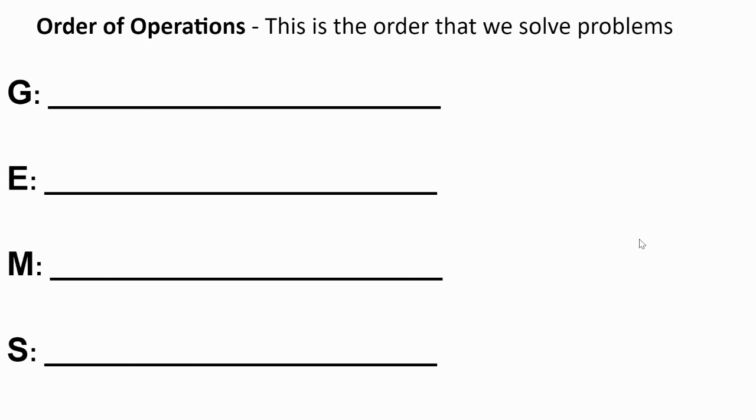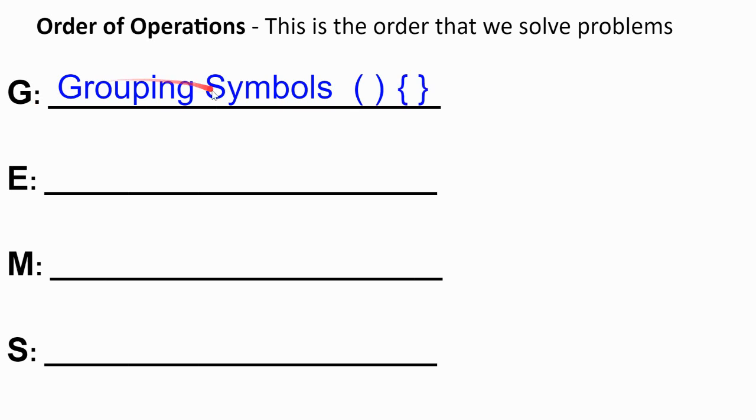So first we need to find the order that we're going to solve problems in. What we do is we think of the word GEMS. Each of these letters refers to a different operation that we'll be using. So GEMS helps us know which order we're going to solve the problem in. G stands for grouping symbols. These can be parentheses or brackets. So if you see numbers or an equation inside of the parentheses, that means we're going to solve whatever is inside first before we do any other steps, even if the parentheses are not the first part of the equation.